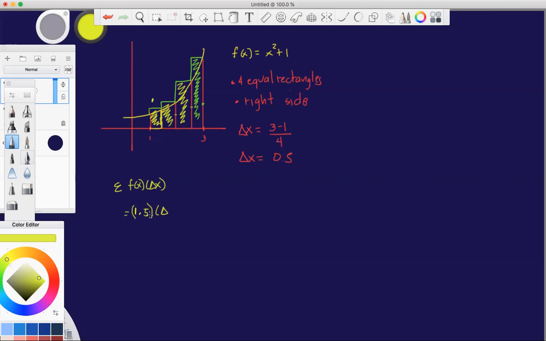Oh, what happened there? Let me just erase this so that everybody can see. That's going to be f of 1.5 delta x. Okay, that's for rectangle number 1.